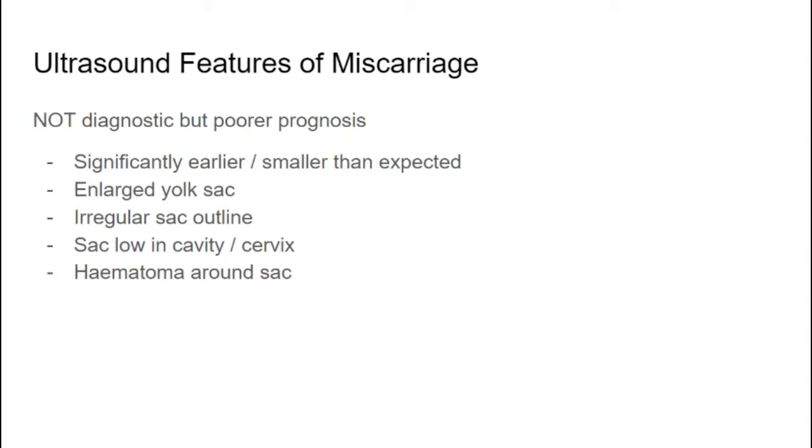If the gestation sac itself has an irregular outline, if it's very low in the cavity or low in the cervix, maybe it's already being passed in a miscarriage. And whether there's bleeding or an area of hematoma around the sac, that's another poor prognostic sign.